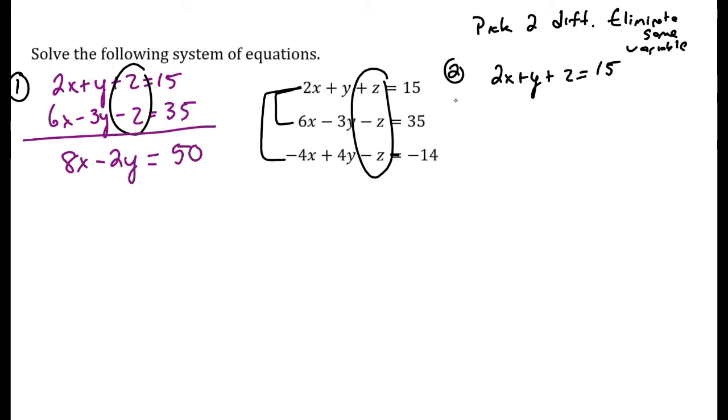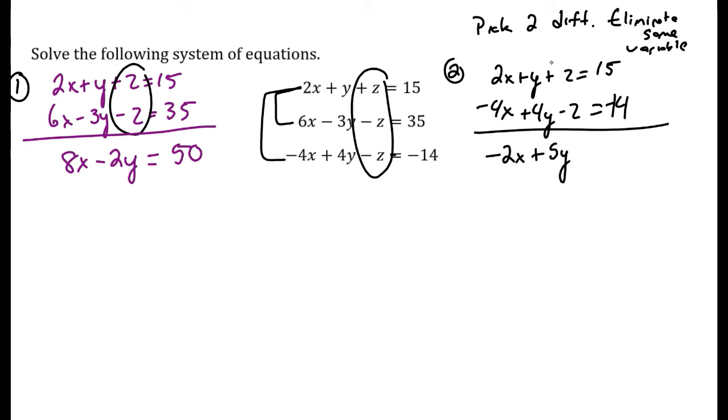That's the first one. I'm going to do the first and third this time. I still have to get rid of z. And what happens when I add those two together? I get negative 2x plus 5y. My z's eliminate, they add to 0, equals 1. Great.